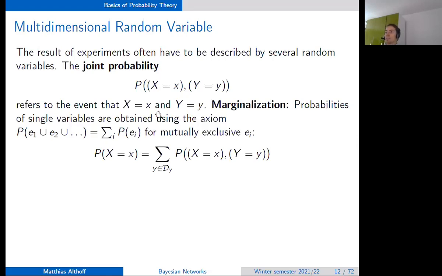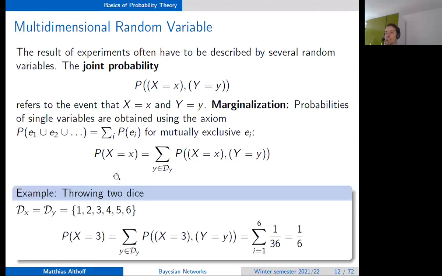So now we can use marginalization. Let's say all the outcomes are mutually exclusive in this case. What we can do is sum up over all outcomes of the random variable Y, and by that we can obtain the probability that the random variable X has a certain value. This is possible because if these events are mutually exclusive, then you sum up over all of them and just get the probability of one random variable.